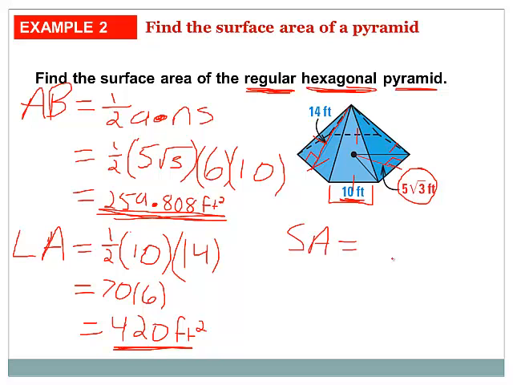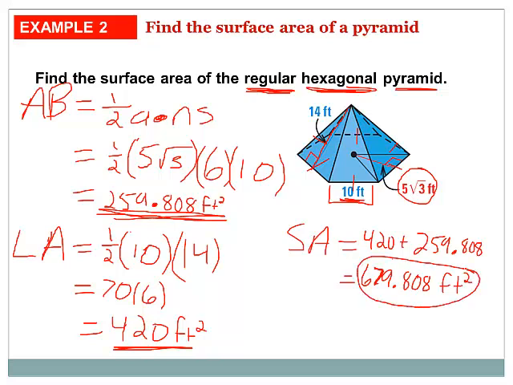So I'm going to have 420 plus 259.808. And after I add those together, I should get 679.808, and that, once again, since it's surface area, that's going to be feet squared. Make sure you look back in the problem. Don't just assume units squared or units. Always look back in the problem and see if you are given the units.